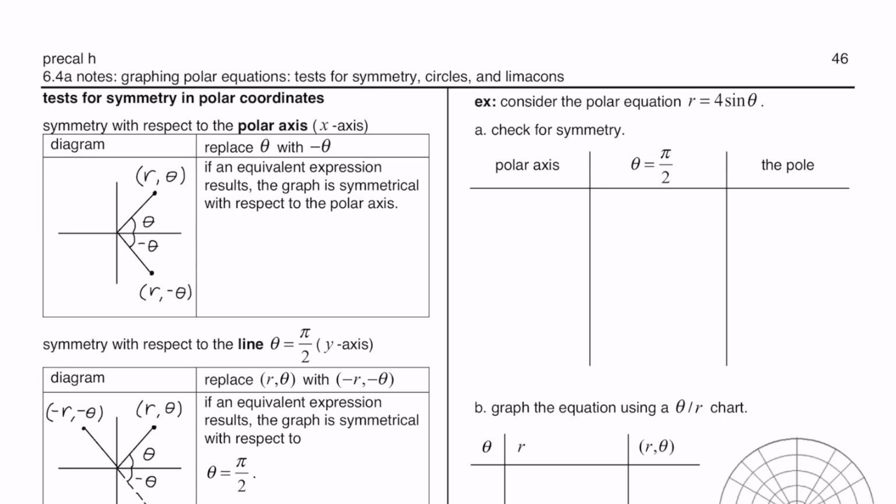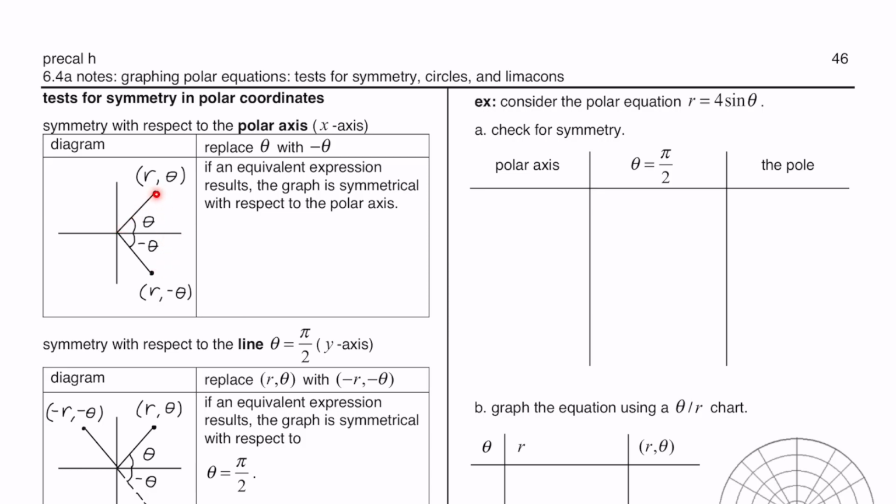When we test for symmetry, we check three different things. The first thing we check is symmetry with respect to the polar axis, which, again, we're more familiar with referring to as the x-axis. In order to do this test, you replace theta with negative theta. If an equivalent expression results, the graph is then symmetrical with respect to the polar axis. Here's a diagram that shows you that symmetry.